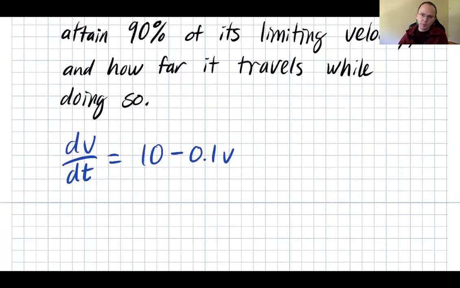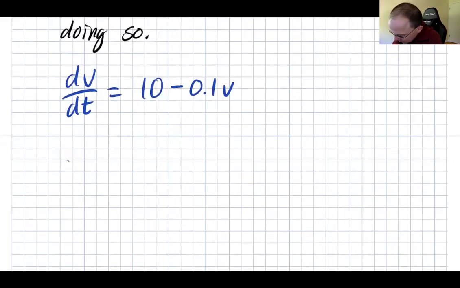Okay, so there's a couple ways to solve this equation. One way is to observe that it is separable. That's probably the easiest way to do it. And it's also a linear equation as well, so we could solve it as a linear equation. But let's just use the separable approach. So for a separable equation, we separate the variables like this.